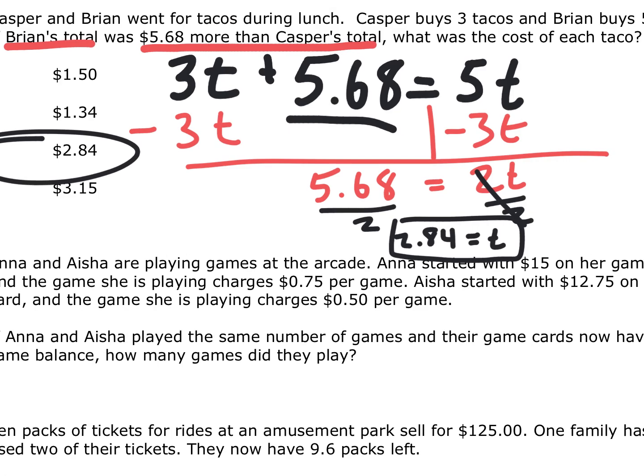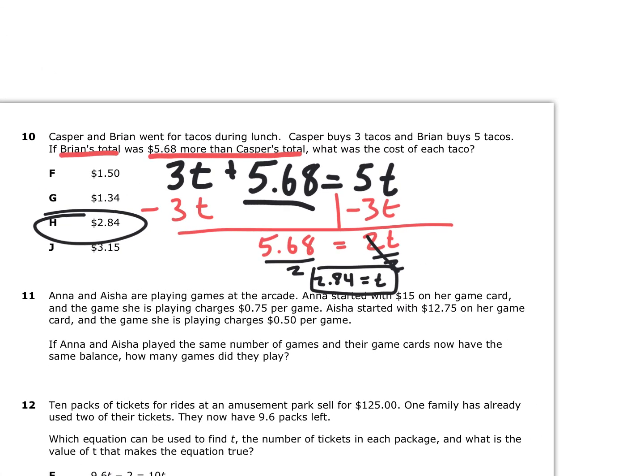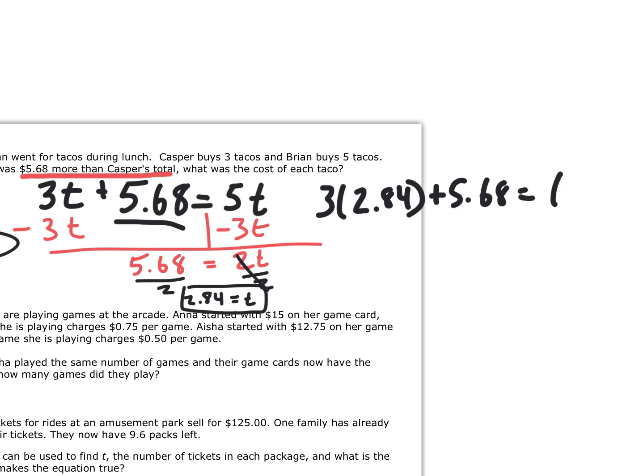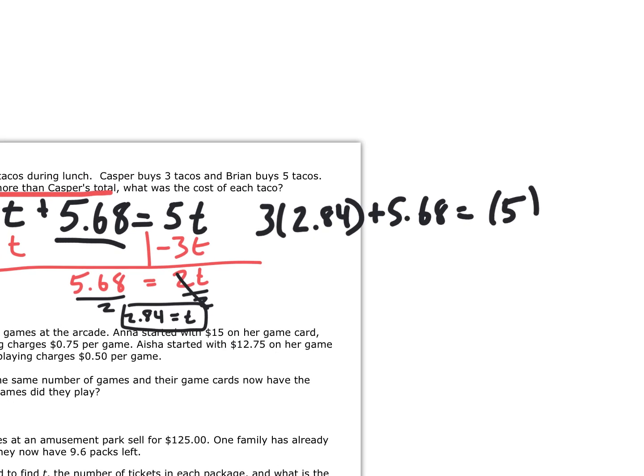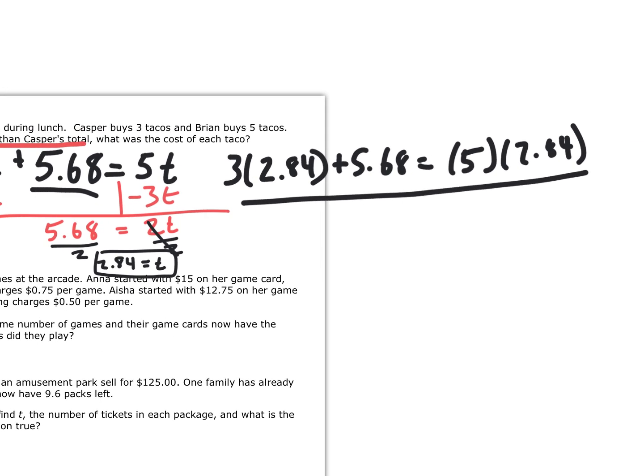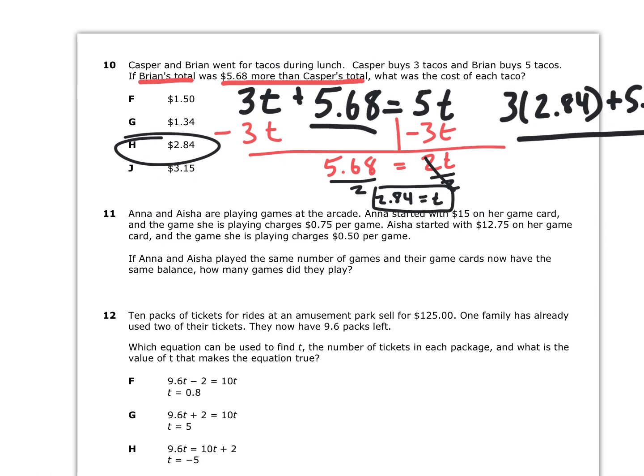Now, once again, we could plug that in, and we would see 3 times 2.84 plus 5.68 equals 5 times 2.84. So you should try to put that in the calculator on the left side first and then the right side and see if those two values are indeed equivalent.